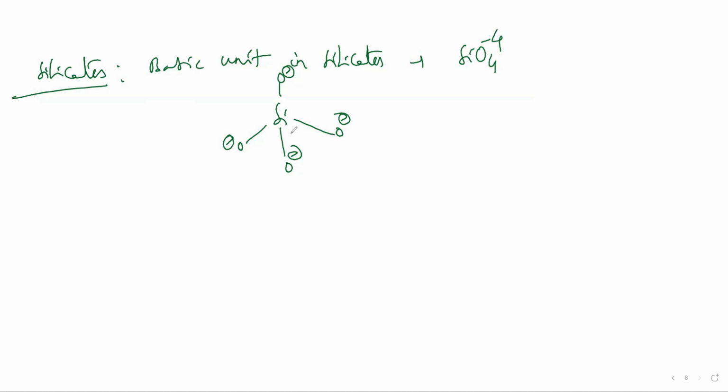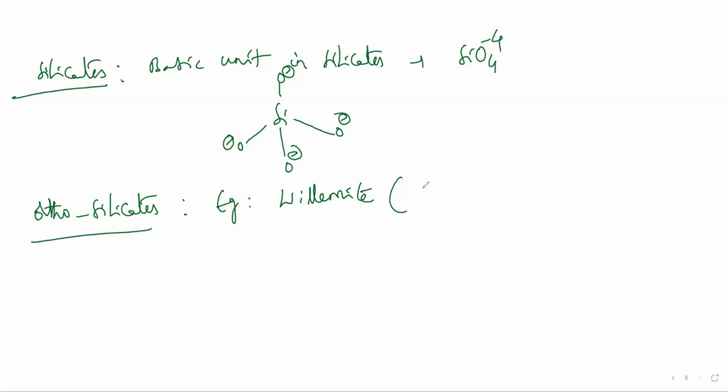So they are arranged tetrahedrally. In this, the first type, orthosilicates. Examples for this: willemite, Zn2SiO4, or zircon. What is zircon? ZrSiO4.